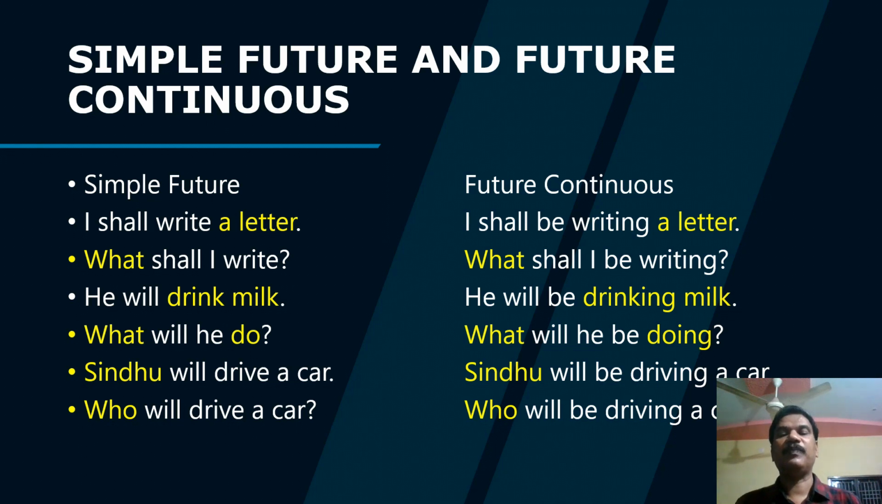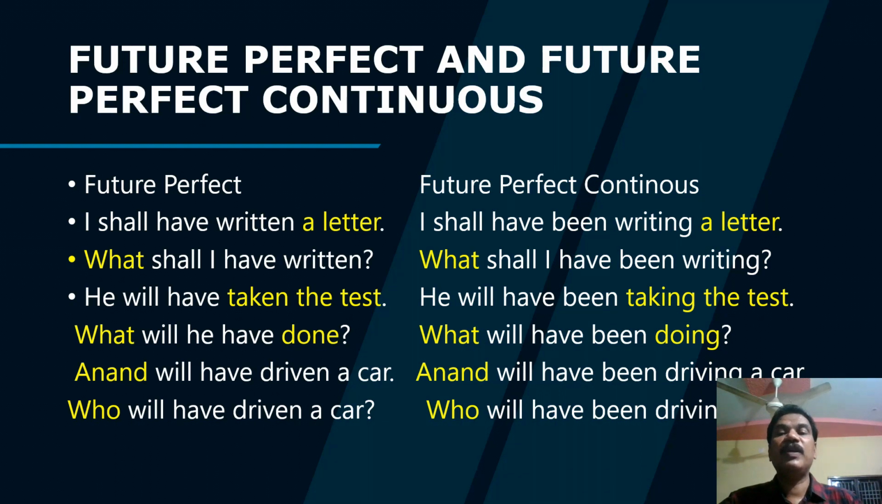Observe carefully. What shall I be writing? He will be drinking milk. What will he be doing? Sindhu will be driving a car. Who will be driving a car? Future perfect and future perfect continuous tense. I shall have written a letter.